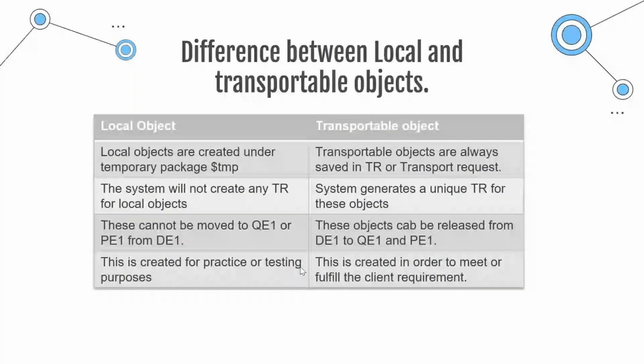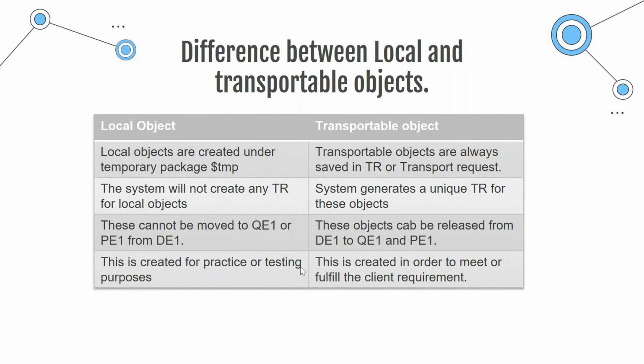Local objects are normally created for practice purposes, and transportable objects are to fulfill the client requirement. Any business requirement that you get should be created as a transportable object only. As an example, say you've got a requirement to create a table or a report. If you are uncertain whether the object you are going to create will be correct, you can first do the development in a local object.